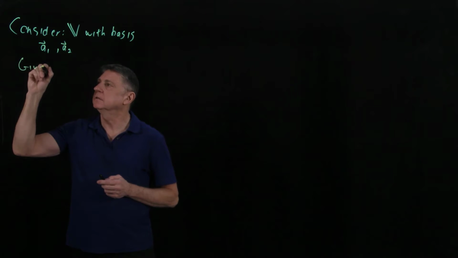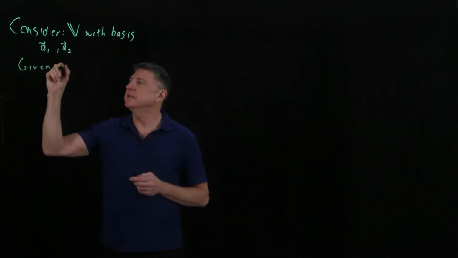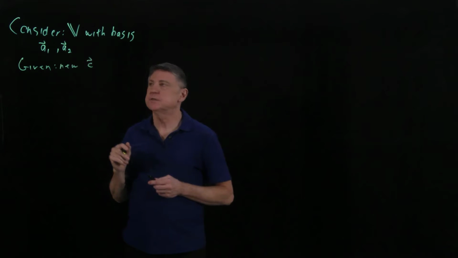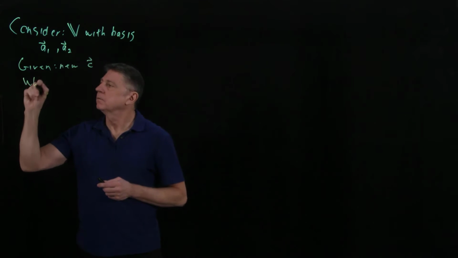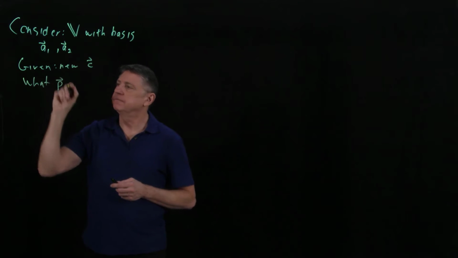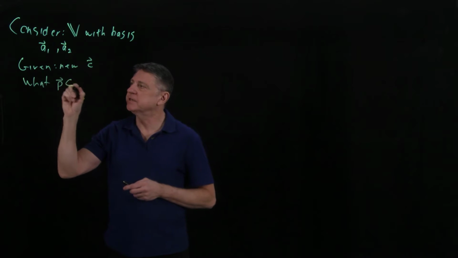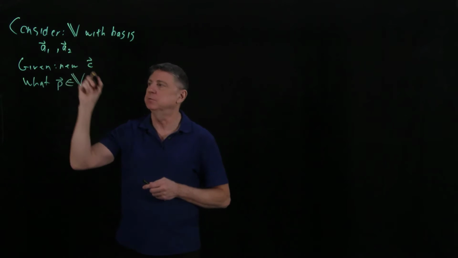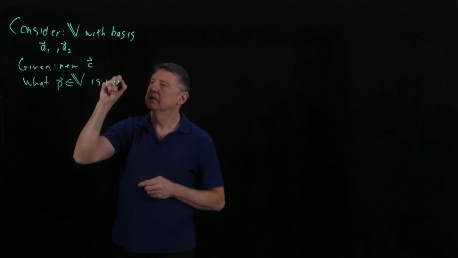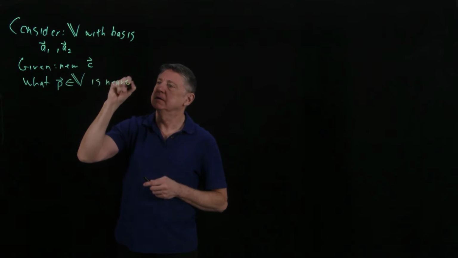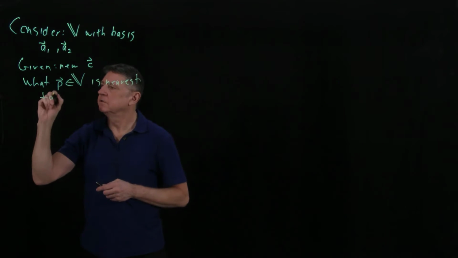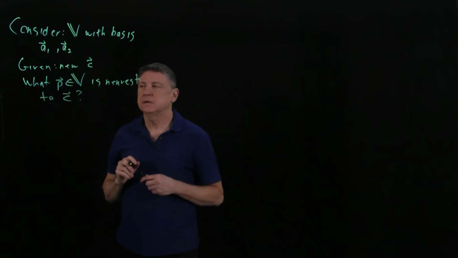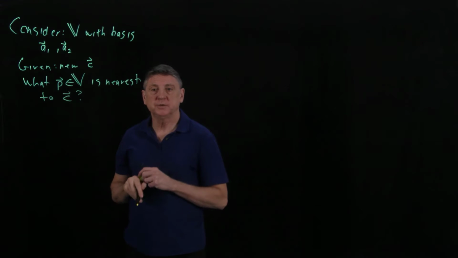Suppose we are given a new vector C, and the question is, what vector P, what projection vector that's in the space spanned by these two is nearest to the given vector? And there are a number of ways that we can do this.